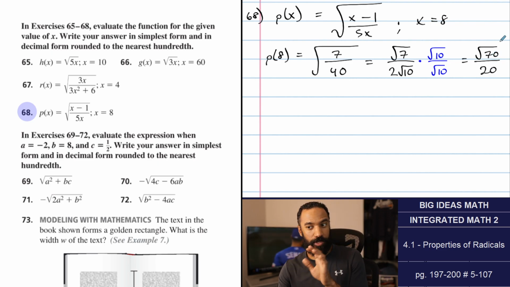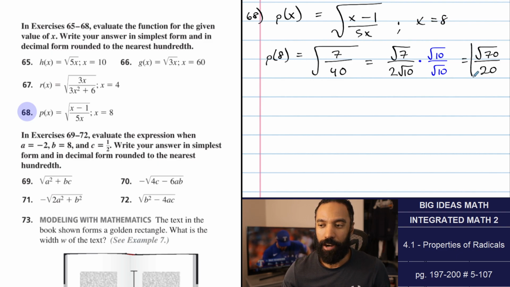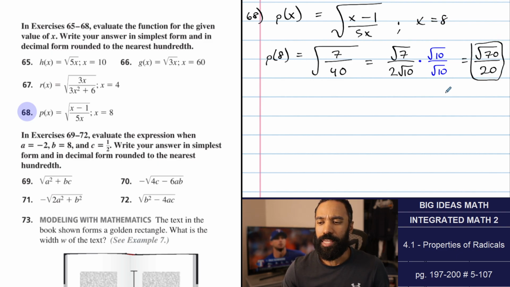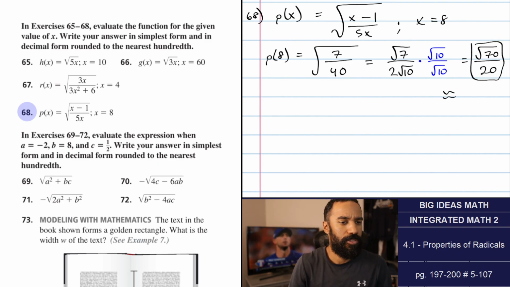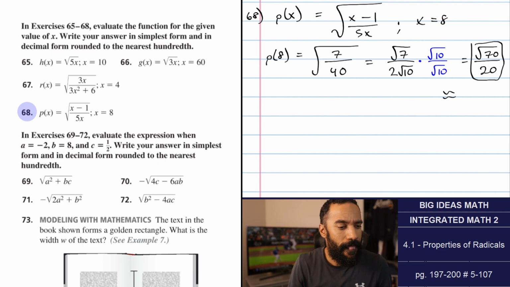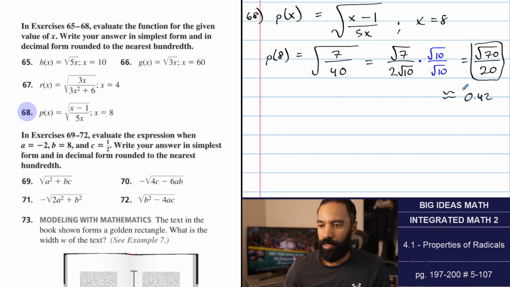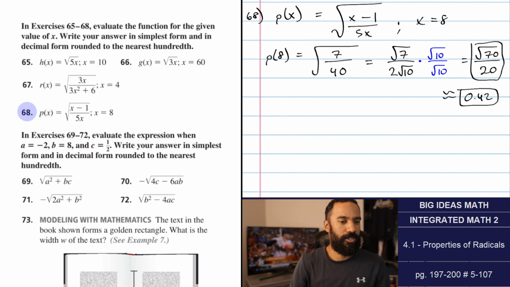Now, I have to make sure root 70 doesn't have any perfect squares, and it does not. So I'm good there for the exact. The approximate, I'll type root 70 over 20 on here. Root 70, close parentheses, over 20. I'm getting 0.42. Okay, there's 68.